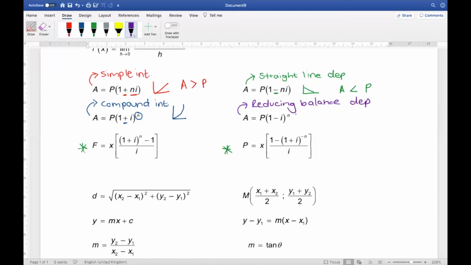Now, similarly, if you look at the reducing balance depreciation formula, it is almost identical to the compound interest formula, except that instead of a plus, we have a minus. All right, and again, it's just going to decrease exponentially instead of increase. And here again, your accumulated value is going to be less than your present or principal value. Please just remember that. The nice thing is you don't have to memorize any formulae.